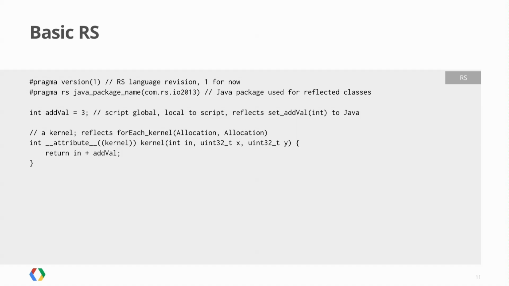So because this kernel has both an in argument and a non-void return type, it reflects a method called foreach_kernel. It's just kernel here because that's the name of the function. And foreach_kernel takes two allocations, an input allocation and an output allocation. If you didn't have int in and you simply had x and y, it would only take the output allocation. And similarly, if it didn't return an int but simply returned void, it would not need an output allocation.